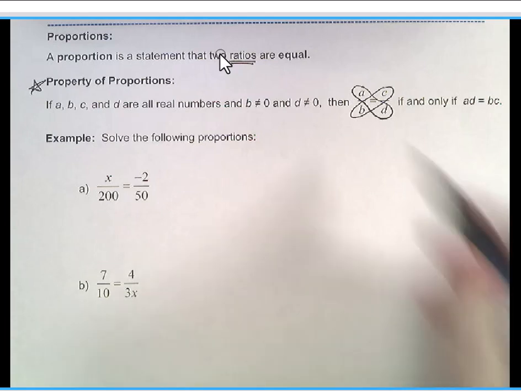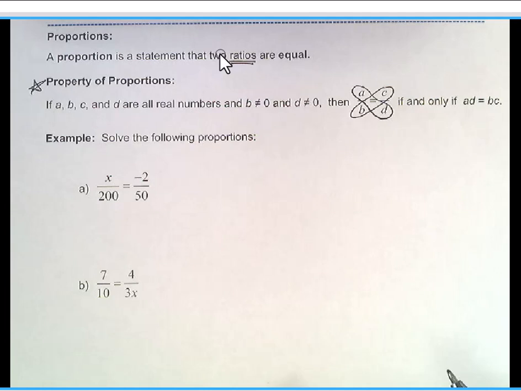So that's how we're going to solve. We're going to cross multiply. It's one of the easiest ways to solve equations. So anytime you have a fraction equal to a fraction, this is the method you can use. That's technically called a proportion. So let's just practice solving a couple proportions.